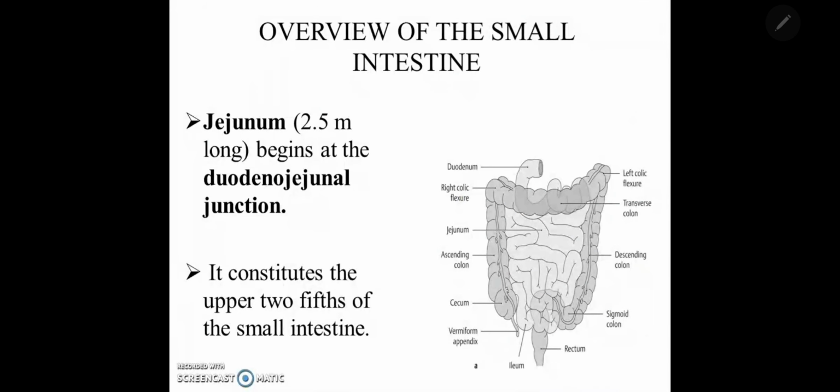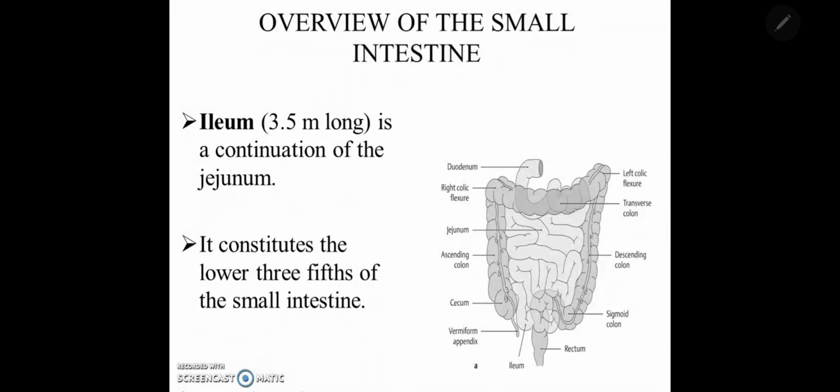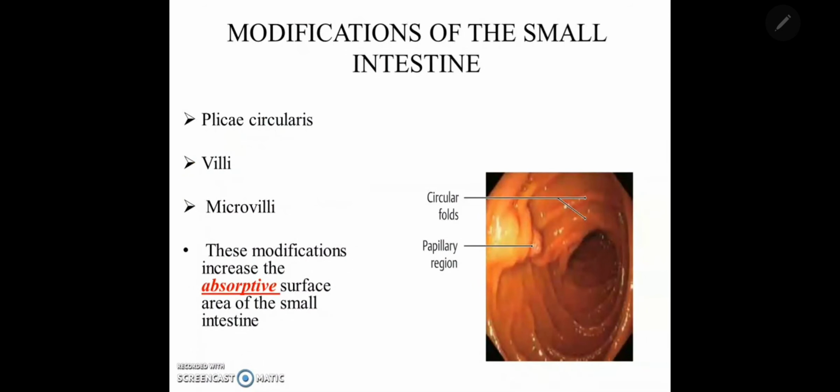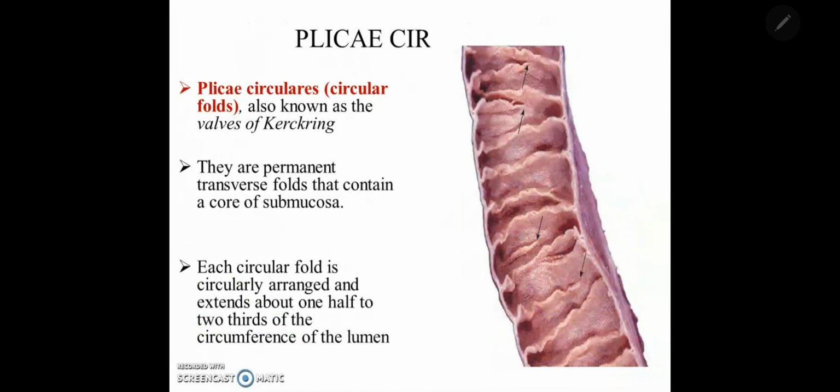The jejunum is around 2.5 meters long and consists of the upper 2/5 of the small intestine. The ileum is the longest part, 3.5 meters, and forms the lower 3/5 of the coils of intestine. The function of the small intestine is mainly the absorption of nutrients, which are the end products of digestion. The chyme from the stomach enters the duodenum, so it is acidic chyme. There are some modifications in the small intestine to increase the surface area. Those are plica circularis, villi, and microvilli. These modifications increase the surface area.